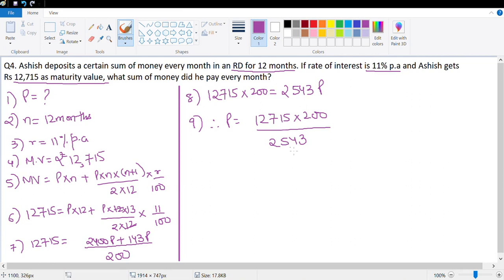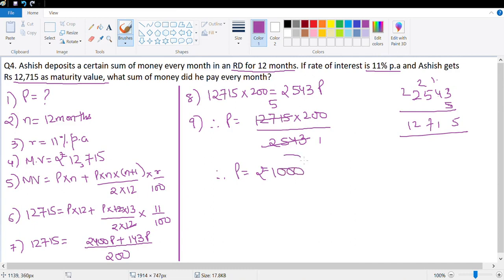2543. I think 2543 multiplied by 5 should give me approximately 12,000. Let's check if we are getting the same answer. 5 into 3, 15. 5 into 4, 20 plus 1, 21. 5 into 5, 25 plus 2, 27. 10 plus 2, 12. That's correct. This is 2543 times 5 gives me 12,715. Therefore, principal is 5 into 200. That's rupees 1,000. So the sum of money that he paid every month, which is the P, was rupees 1,000.